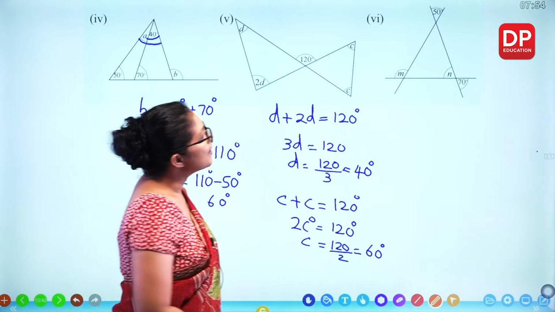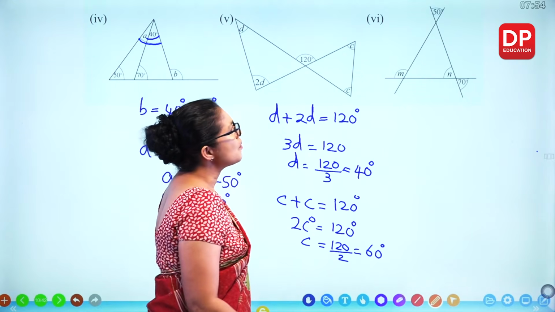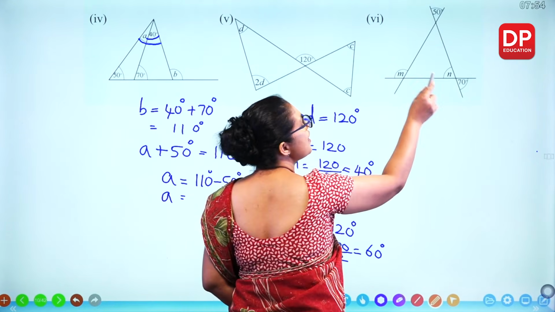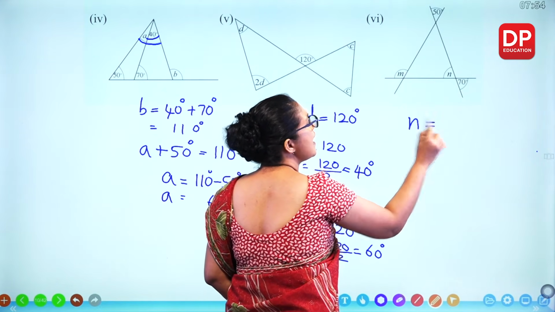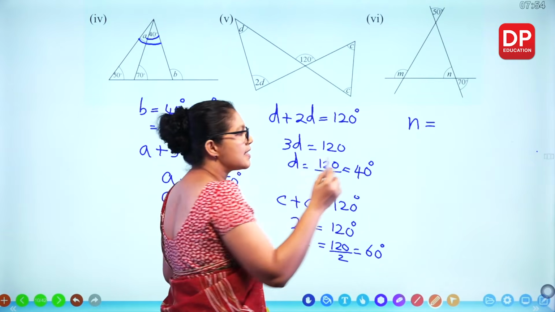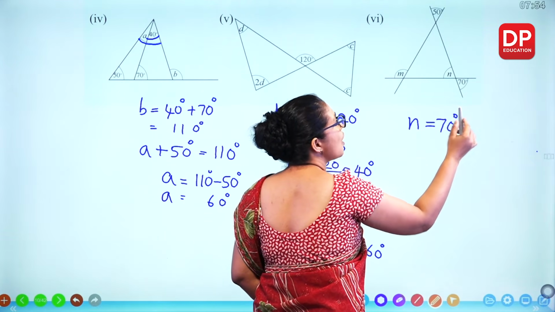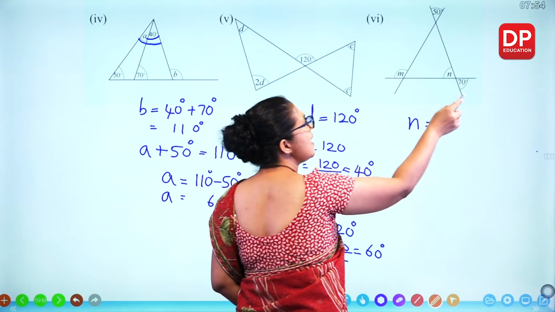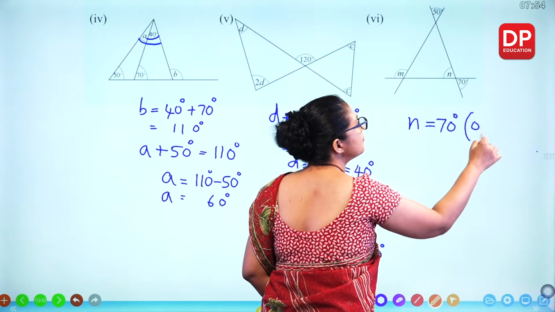Now look at this one. This one I can straight away find out n. What's n angle? 70. What's the reason? Opposite angles are equal.